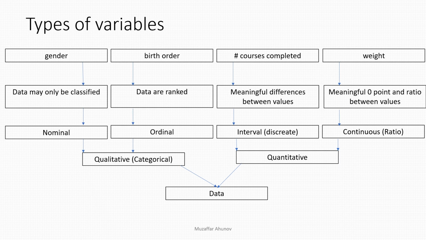Ordinal and nominal variables can be unified under the umbrella of qualitative variables or categorical variables. The one distinctive feature of these variables is that you cannot run mathematical operations on them, and the differences between values have no meaning.